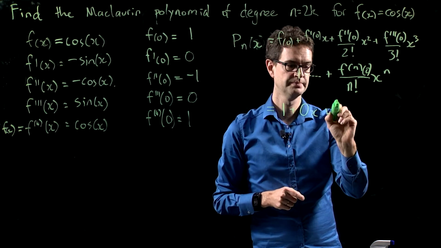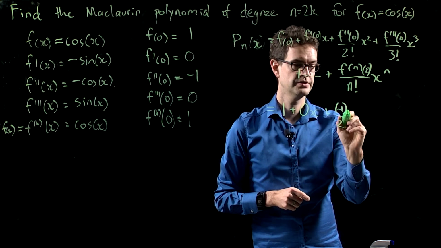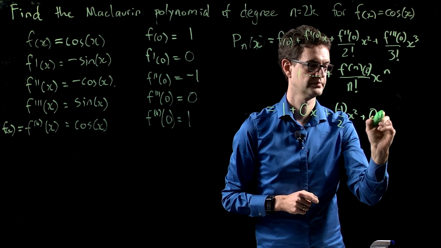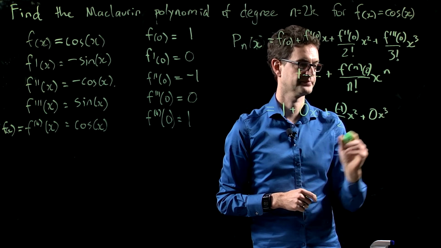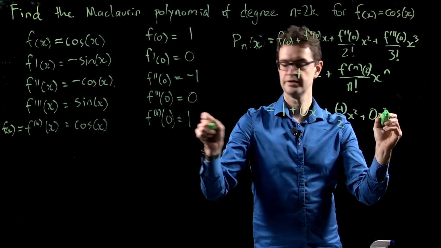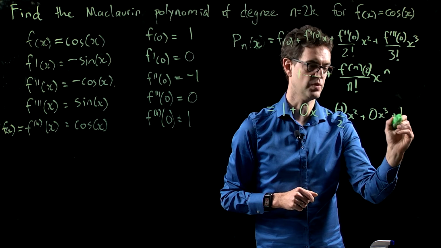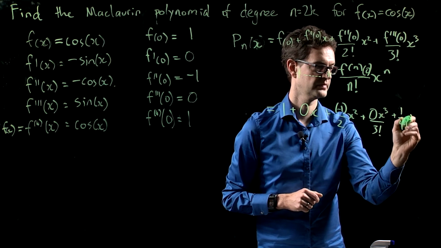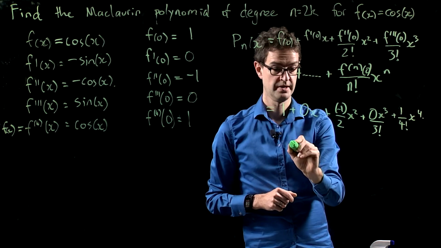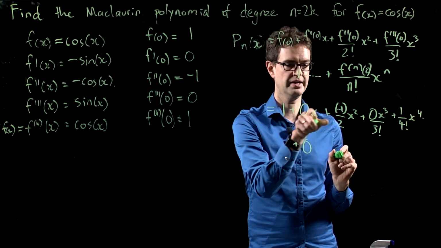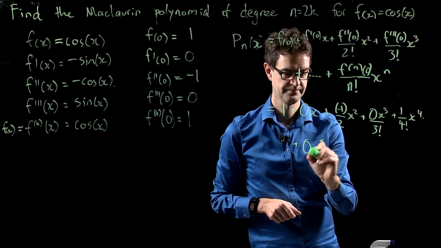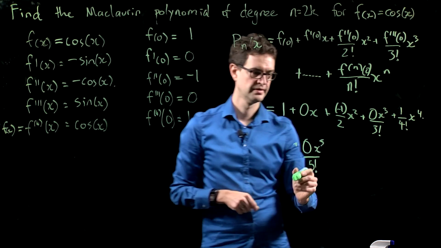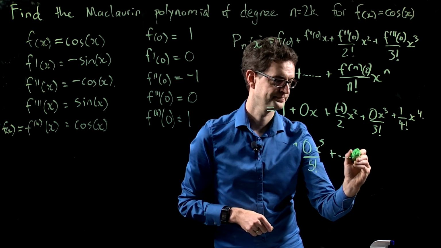So f of 0 is equal to 1 plus I'm going to have 0 times x there, right? Plus negative 1 over 2 times x squared plus 0 times x cubed. I could keep doing this pattern here. So the next term would be 1 over 4 factorial times x to the 4. And then the next term is going to be 0 again, right? Because every second term here has got a 0 in it, and etc., etc.